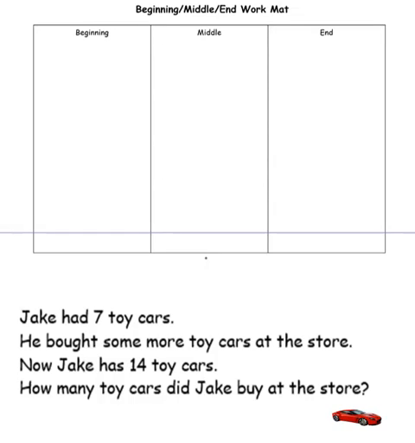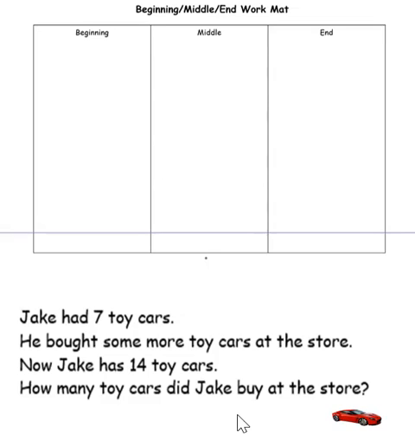So, what do these numbers represent? What does the first number 7 represent? That's how many toy cars he had at the beginning. What does the 14 represent? That's the total number of cars he had, of the toy cars. So now let's make a model of it. I've got some little toy cars here that we can use to model with. And let's use our beginning, middle, and end work mat to help us kind of sort through this problem.